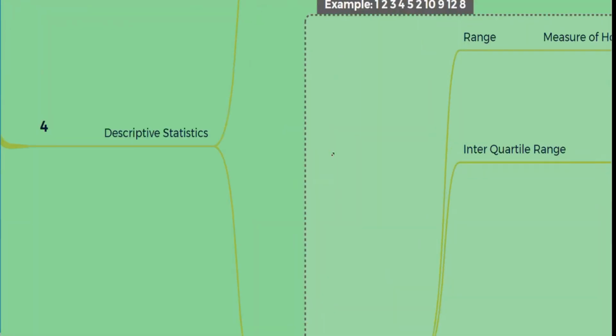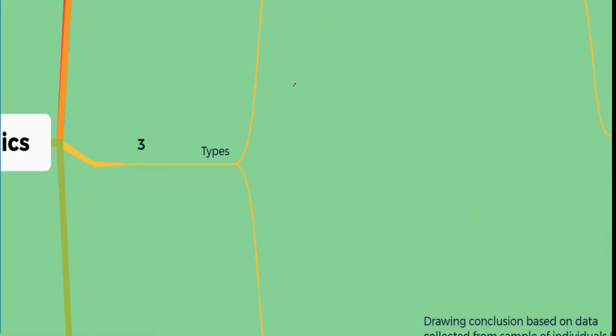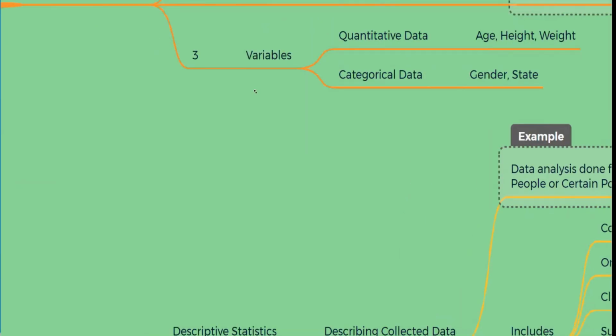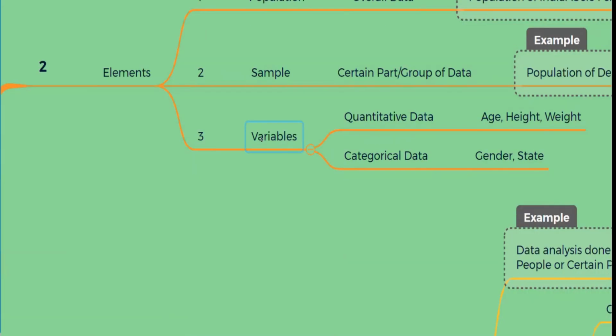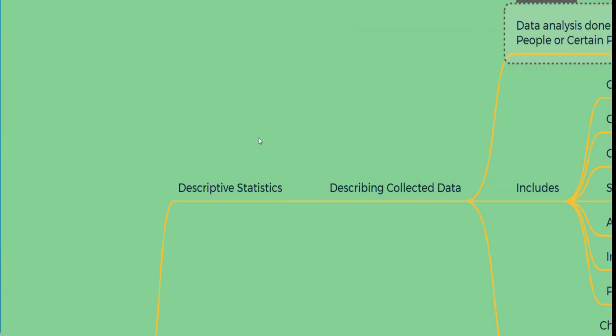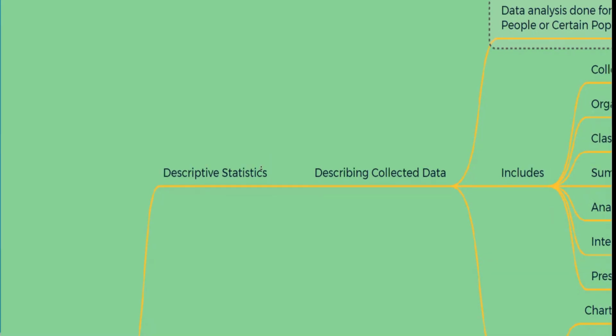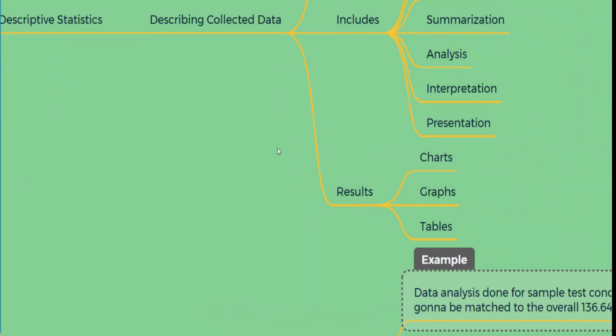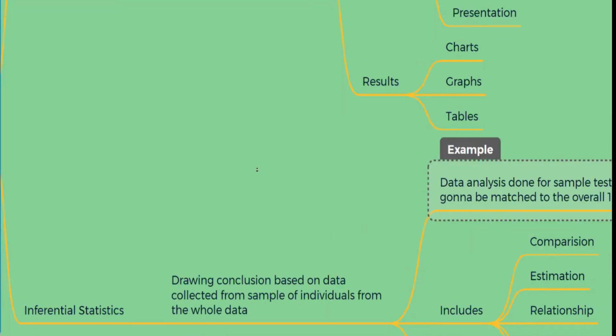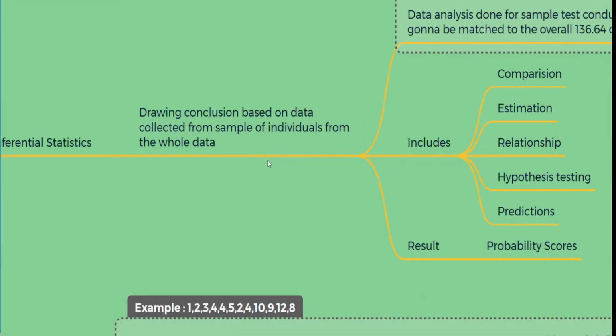Okay, in statistics, what all have we seen. First, we have seen what statistics is, and then the elements of statistics: population, sample, and variables. In variables, again, we have two categories: quantitative and categorical. Then we have seen types: descriptive statistics and inferential statistics. The output of descriptive statistics will be in the form of charts, graphs, and tables. Similarly, in inferential statistics, the output will be in the form of a probability score.